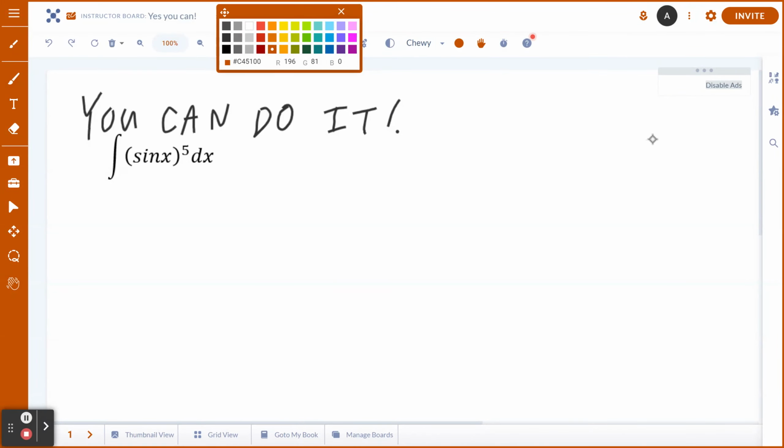Hi everyone, let's take a look at the following example. Find the antiderivative of (sin x)^5.